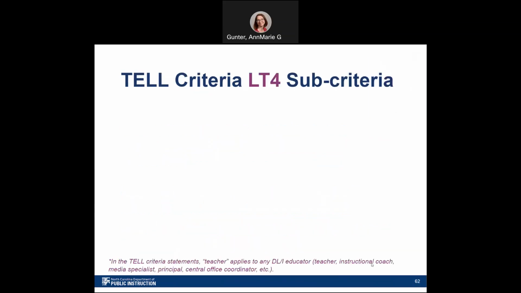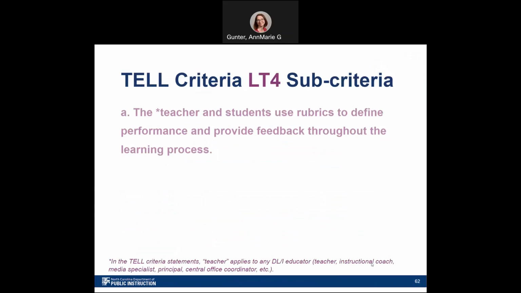All right, let's look at our TEL criteria for LT4. A is the teacher and students use rubrics to define performance and provide feedback throughout the learning process. Think for a minute to yourself about the rubrics you have in your classrooms and your programs and how they give feedback to your students about the language they're learning and the proficiency they're building in that language, as well as their content knowledge.